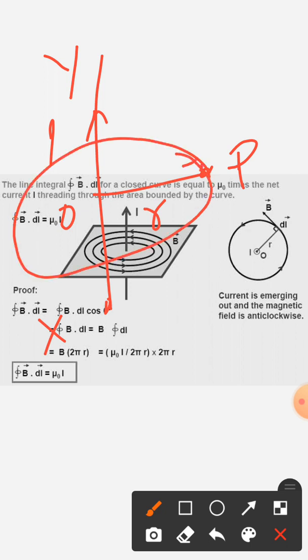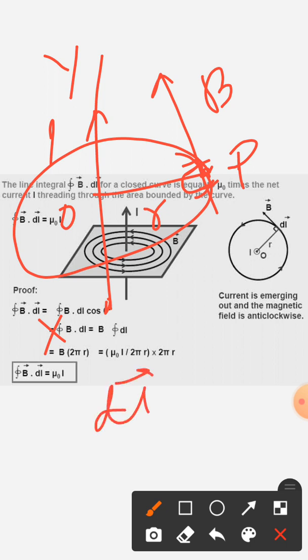So here we take an infinitesimally small part of the path and the direction of B, and let us consider the length of this infinitesimal curve is dl. The direction of dl will be along B.